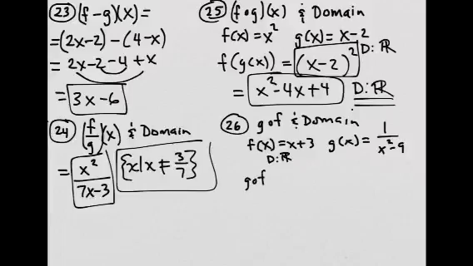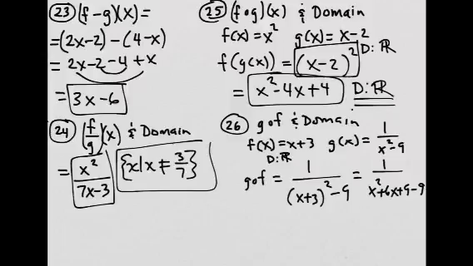So g of f is, I take the g function, and in place of its x, I put f of x, so x plus 3. So we simplify: x squared plus 6x plus 9, and then we had a minus 9, so the 9's are gone, so you're left with 1 over x squared plus 6x. So this is the composition right there. Oops, is it plus 6? Yeah, plus 6x, sorry, forgot the x.